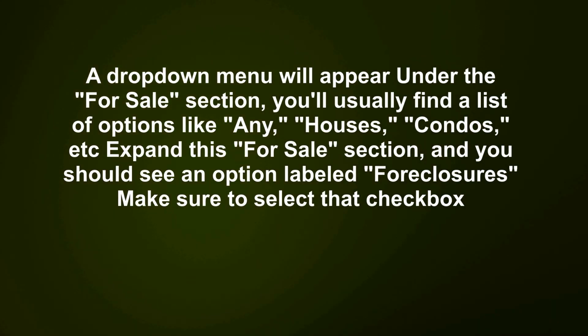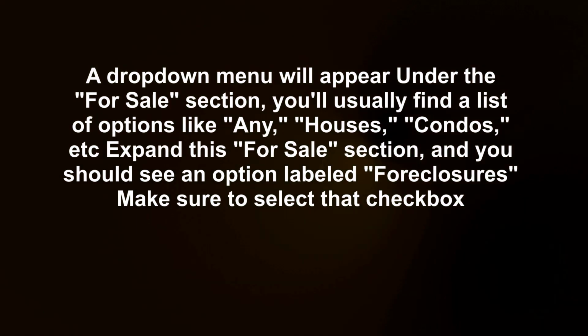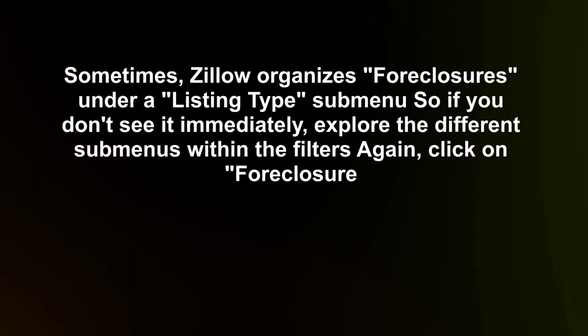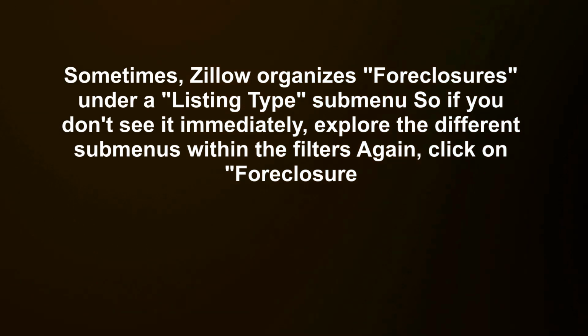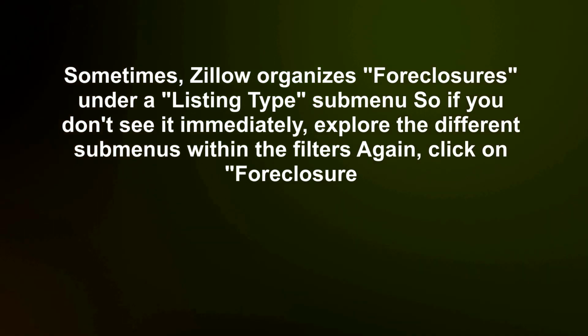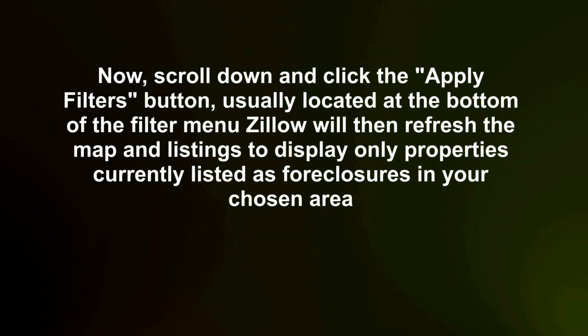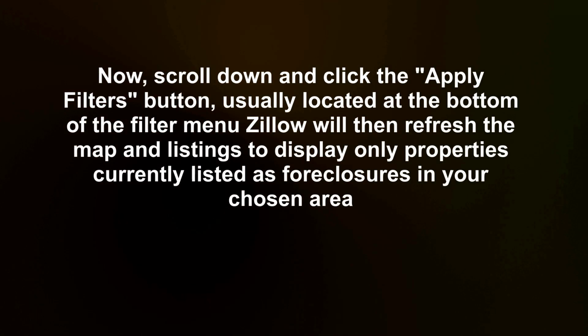Expand this for sale section, and you should see an option labeled foreclosures. Make sure to select that checkbox. Sometimes Zillow organizes foreclosures under a listing type submenu, so if you don't see it immediately, explore the different submenus within the filters. Again, click on foreclosure. Now, scroll down and click the apply filters button, usually located at the bottom of the filter menu.